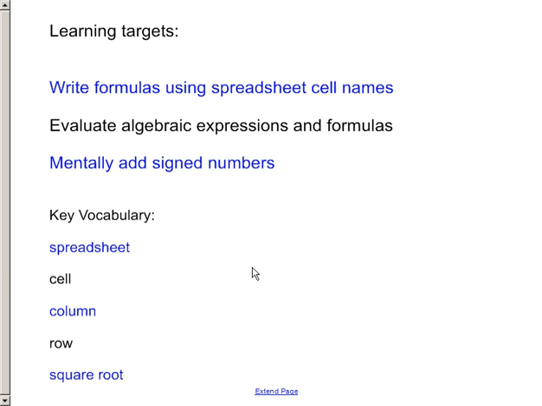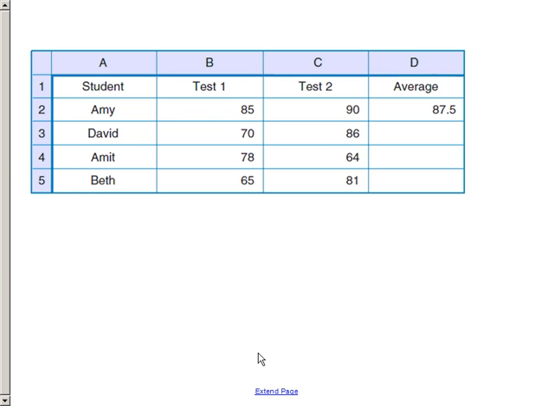We have earlier in this chapter evaluated algebraic expressions and formulas, and earlier this year we added signed numbers, so these would be positive and negative numbers. Our key vocabulary: spreadsheet, cell, column, row, and those were all part of lesson 3.7, and in lesson 3.8, square root. So here is an example of a spreadsheet.